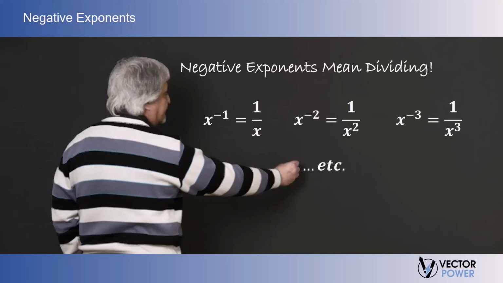Negative exponents mean dividing. So, x to the minus 1 equals 1 divided by x. X to the minus 2 equals 1 divided by x squared. X to the minus 3 equals 1 divided by x cubed, etc.